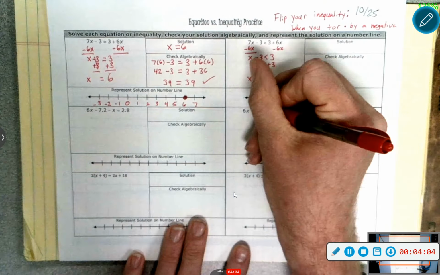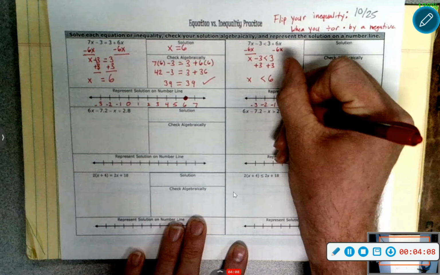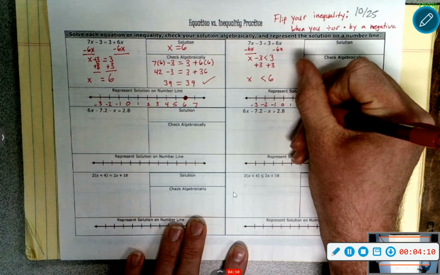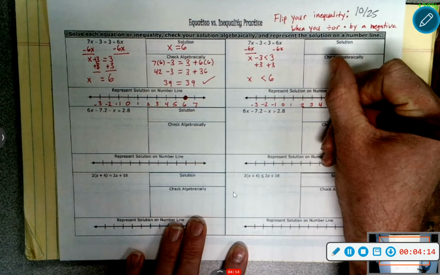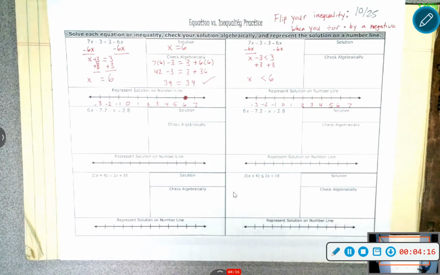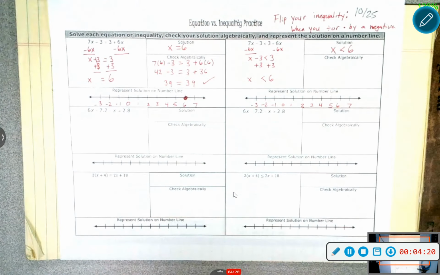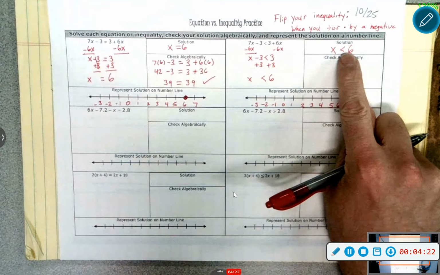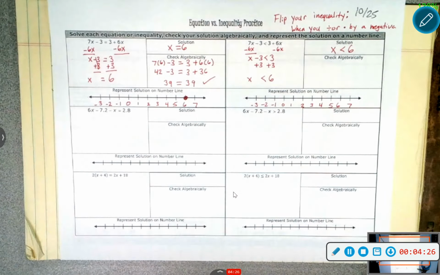I'm going to number my number line the exact same way, and we're going to see how this solution is different depending on the inequality symbol versus the equal symbol. So again, my solution is that x is all values less than 6. That means that 6 is not one of the valid solutions for this inequality.